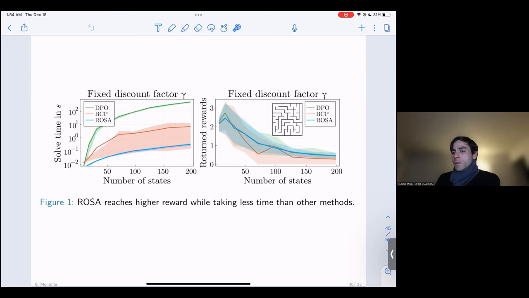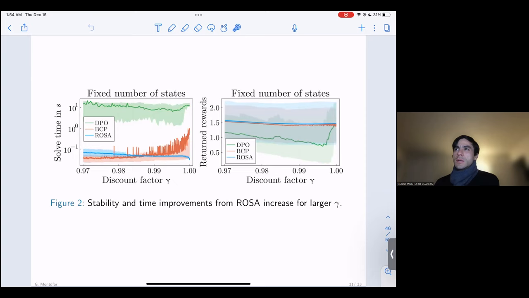Okay, next experiment was about this condition number. As I mentioned, when the discount factor gamma goes closer to one, the condition number deteriorates. And so we're interested in seeing if we had benefits for the stability of the optimization. So we look here at the discount factor and what happens with the solution time. Here ROSA remained pretty stable even when the discount factor becomes very, very close to one. And BCP does well most of the time, but then it also starts becoming unstable.